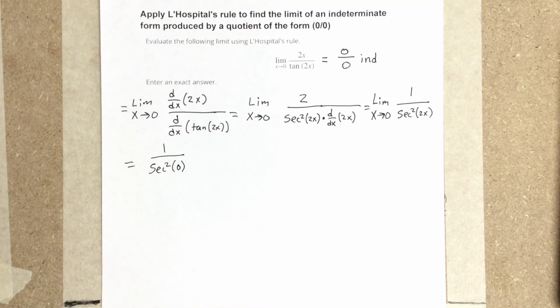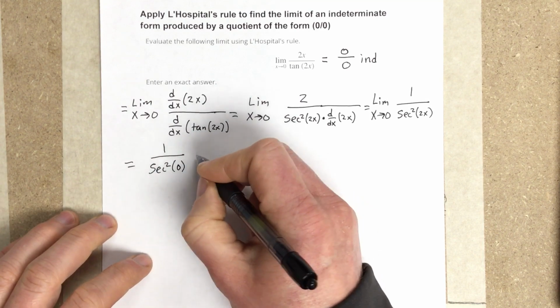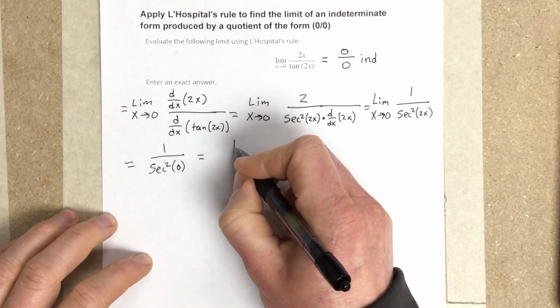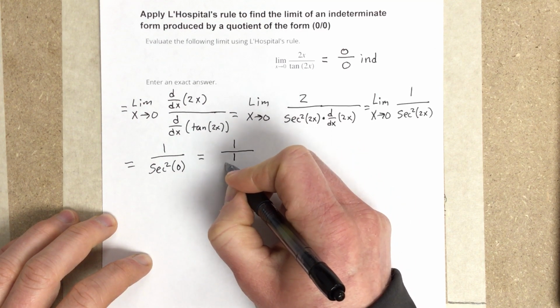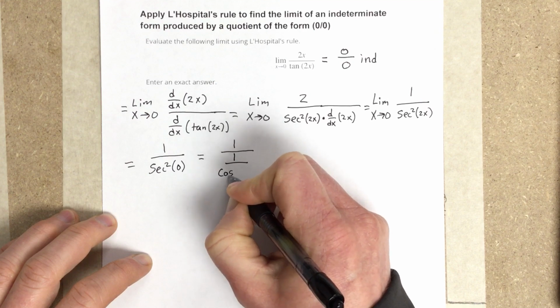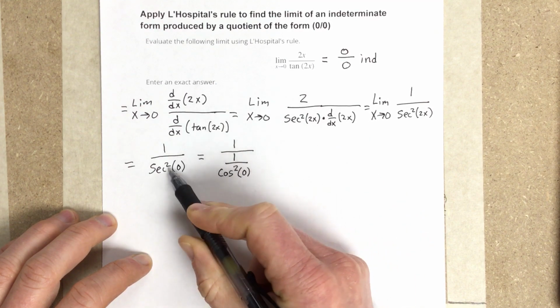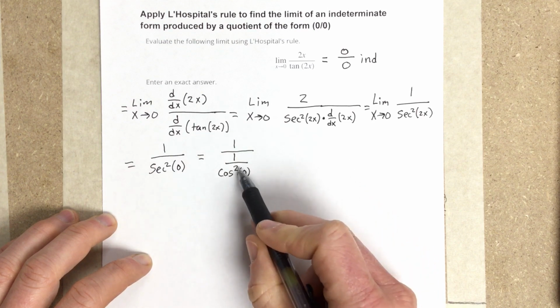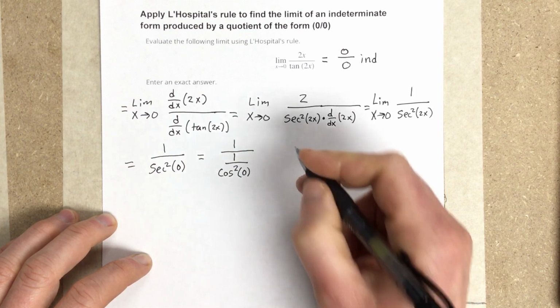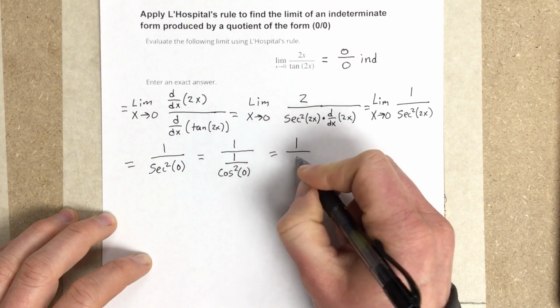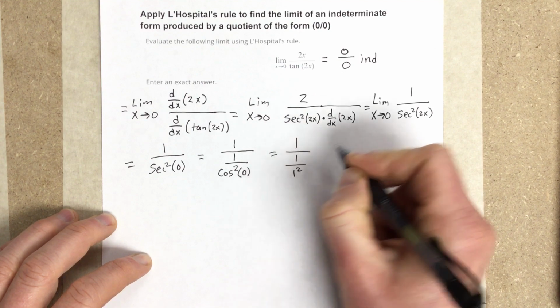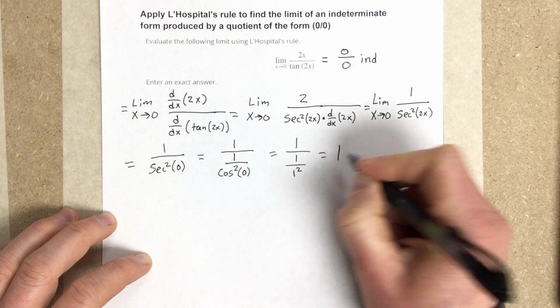So what is secant squared of 0? Well, I could write this as 1 over cosine squared of 0, because they're reciprocals of each other. Cosine squared 0, I know cosine at 0 is 1, so I end up with 1 over 1 squared. Well, this is all just going to equal 1.